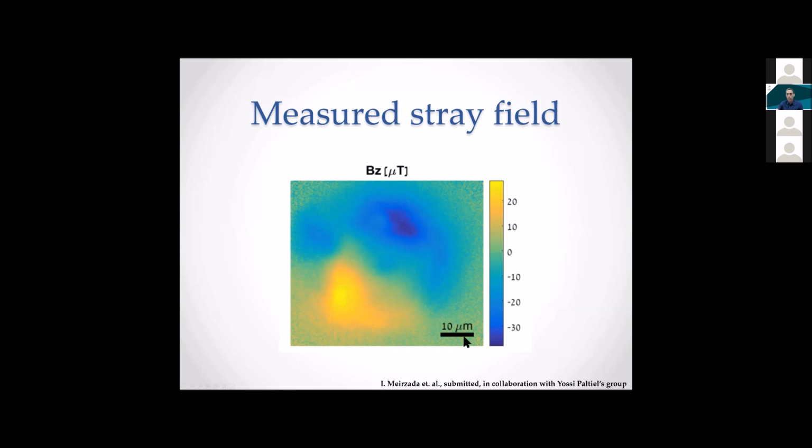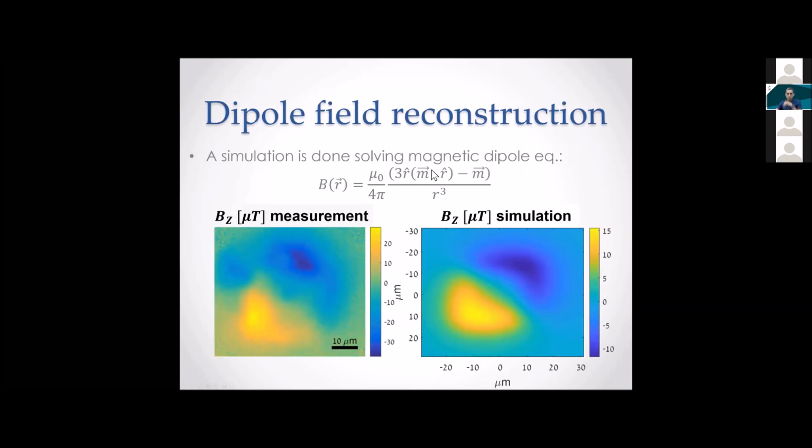So you can see that we can get approximately micron spatial resolution of measuring the magnetic field created by this thin layer of cobalt. So this is an example of the measured stray field, and now we can use such a measurement. Maybe I should point out that we're using very similar samples to the one I've showed in the previous experiments.